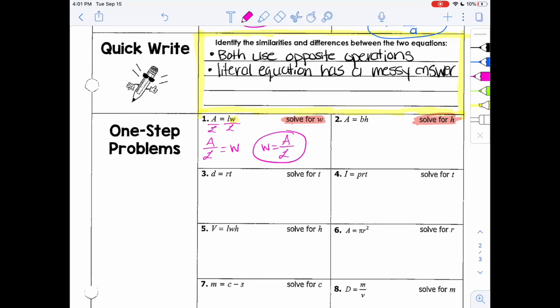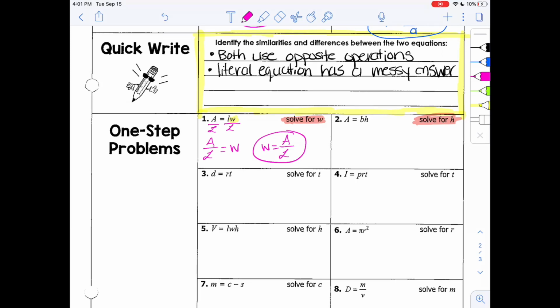So when solving these literal equations, you should end with the same variables and the same number of variables that you began with. We're simply moving them around.